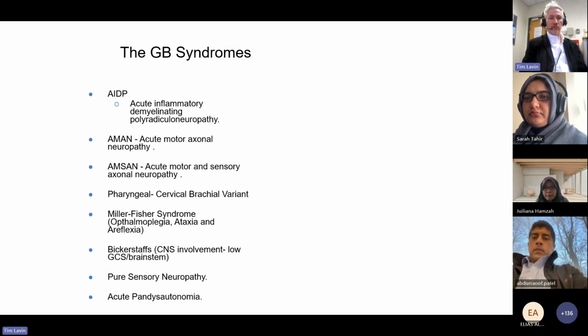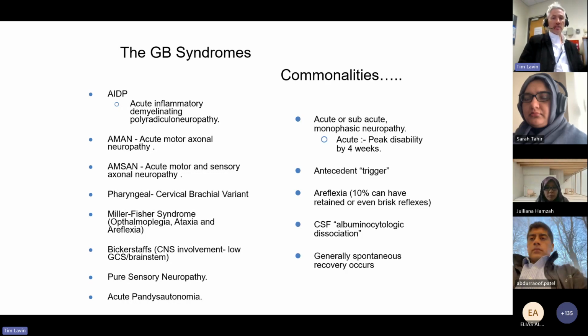Now, there's probably a slightly different pathological mechanism behind these axonal variants of GBS. And often their recovery can be harder as well. Often they don't make quite as complete a recovery as most AIDP patients do. But there are a lot of commonalities between them.